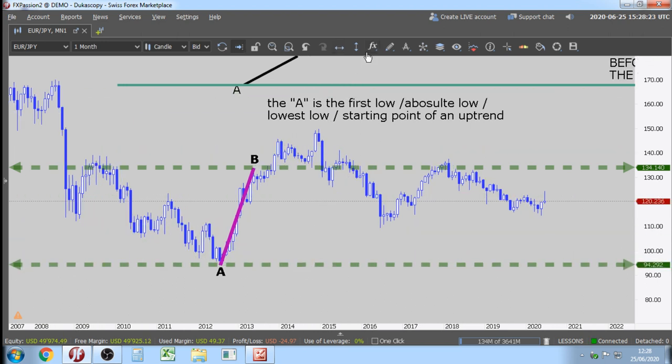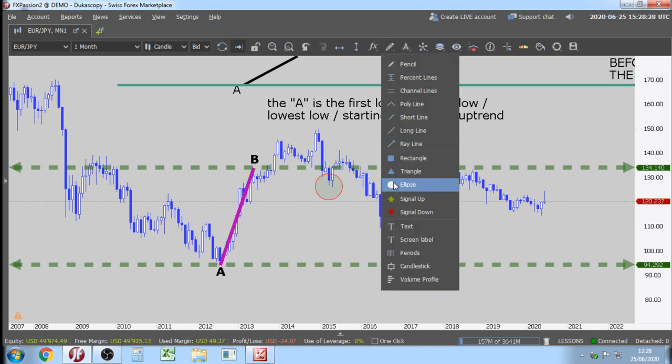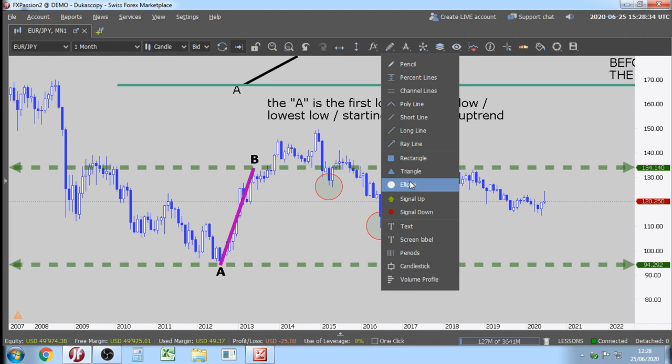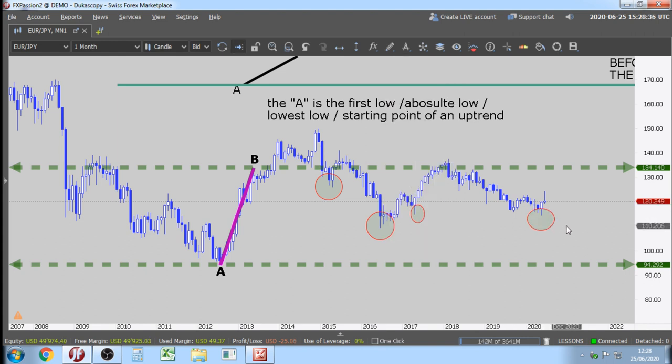Now which one is the C, everyone? Is the C the first circle? Is the C the second circle? Is the C the third? Is maybe the C the fourth circle? Which one do you think is the C?